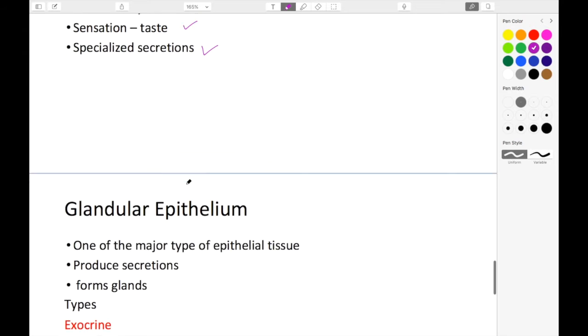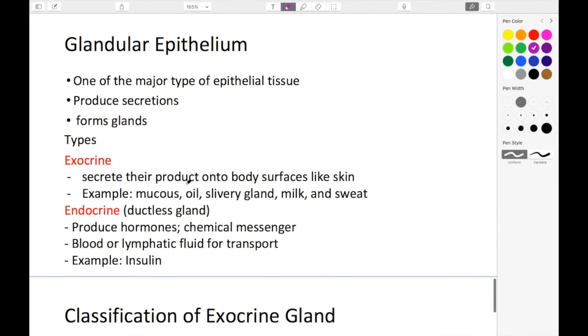Okay, and the final one I want to mention today is glandular epithelium. It is one of the major types of epithelial tissue. It is a unique type of epithelial tissue. It has the capability to produce secretions, okay, and it forms glands. Those glands may be exocrine glands or endocrine glands. As you know, exocrine glands secrete their product onto body surfaces like skin. They have a duct to supply those secretions. For example, mucus, oil, salivary gland secretions, milk, and sweat are examples of exocrine secretions.